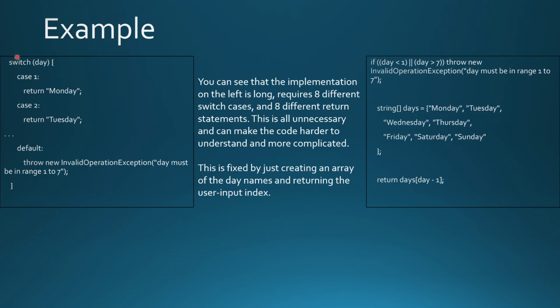So for example here, I've got a switch statement where case 1 is Monday, case 2 returns Tuesday, case 3 Wednesday, and I've excluded all those here, but then the default is to throw this error message. In this case, you have 8 different switch cases, 8 different return statements, and it just gets really complicated and unnecessary. On the right here, I have a much more simplified version of that. If it's not between 1 and 7, throw it out, and if it is, just pull a day from this string array instead of returning this if it's this, returning this if it's this. So you can see why this is much simpler than this.